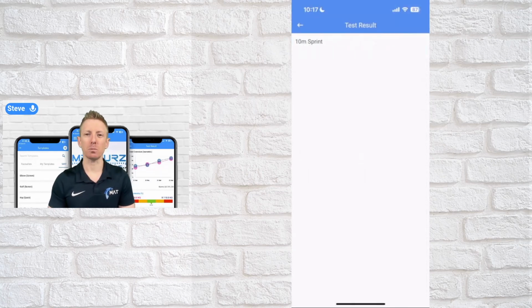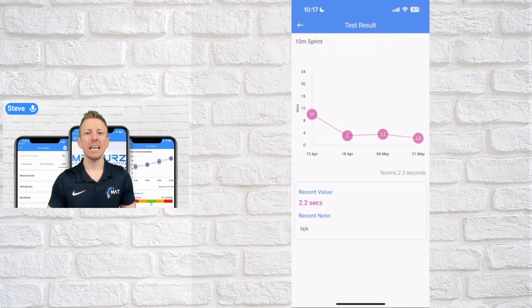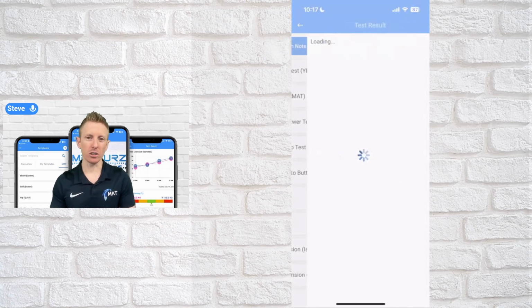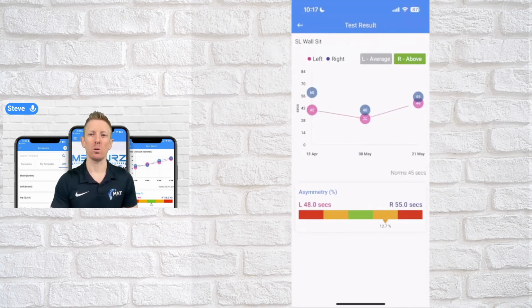We have a look at our speed test. In this case, a sprint test. It's displayed very similar to those aerobic and anaerobic tests, where you've got your graph over time, and you've got your recent values in there. There is some normative data in there as well. When we have a look at our endurance test, so something like a single leg wall sit, again, we get those reference tabs at the top there comparing to norms, and we get the asymmetry graph there, again, telling us maybe whether we need to take action with that individual.